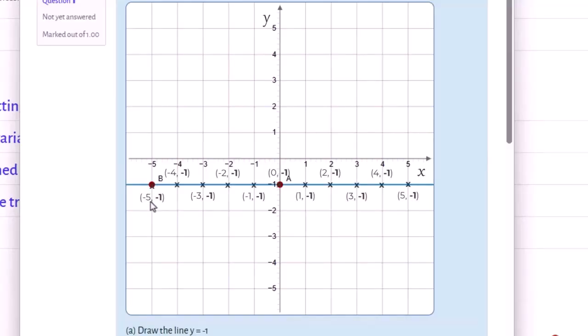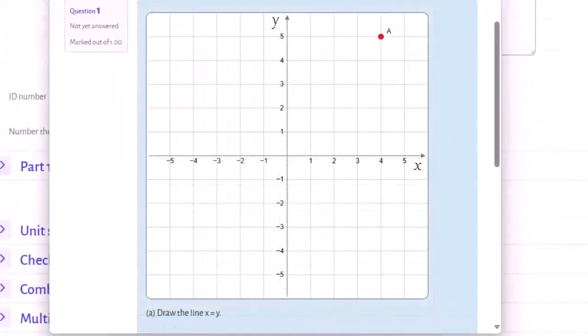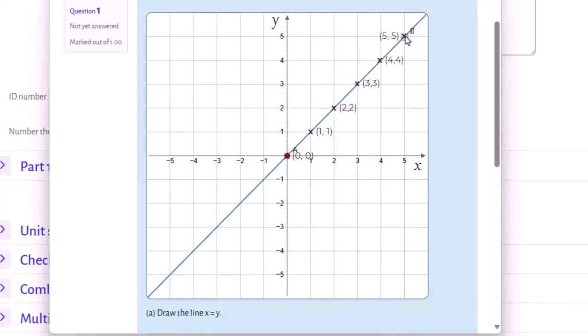And sometimes you're going to be asked something like this. Draw the line x equals y. So that means that the x and the y coordinates have to be the same. So if x is 0, y is 0. If x is 1, y is 1. If x is 2, y is 2. If x is 3, y is 3. If we take this from 0, 0, then this line, 1, 1, 2, 2, 3, 3, 4, 4, 5, 5. And on this line here, the x coordinates and the y coordinates are the same for any point that is on this line here.